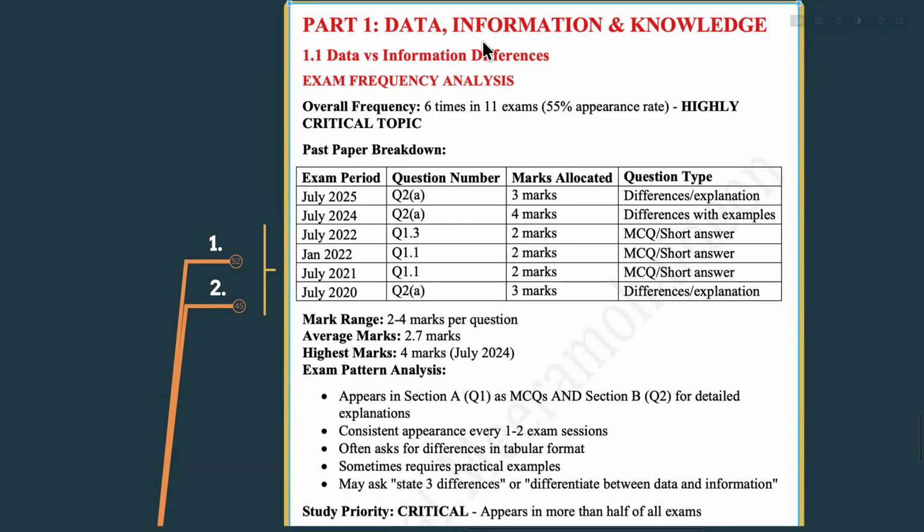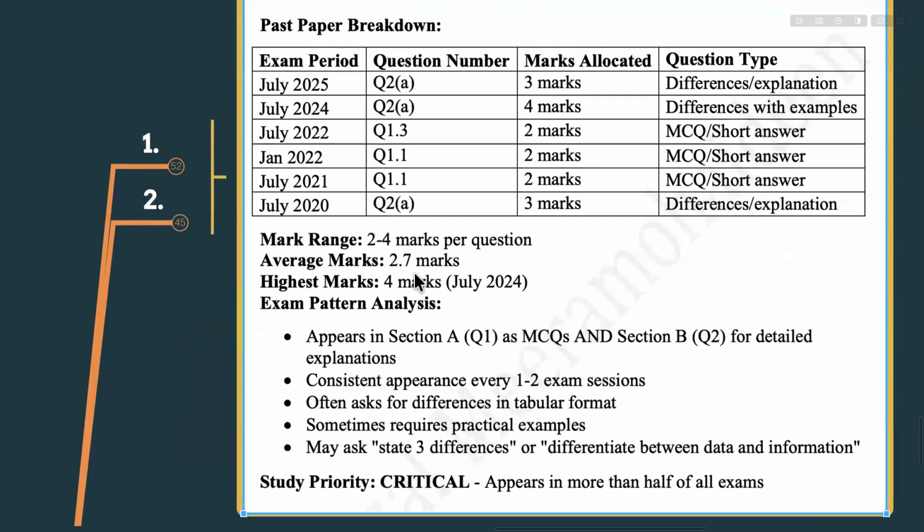You have to differentiate the data and information with examples. As well as there are some MCQ questions from 22 July, 22 January, as well as July 2021. Normally, most of the time, in the part two questions, you have to write the differences between the data and information, right? So the marks range, they are allocating 2 to 4 marks per question, right?